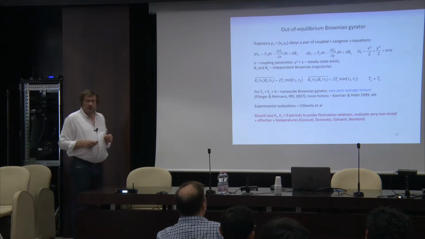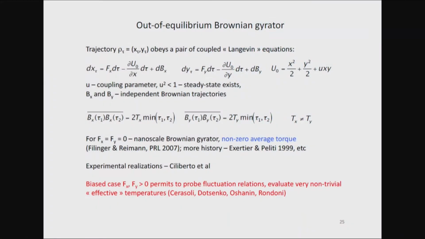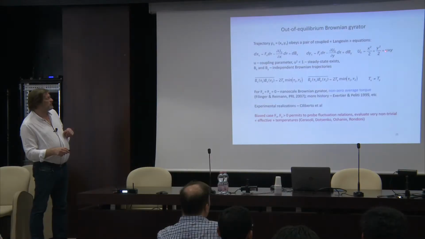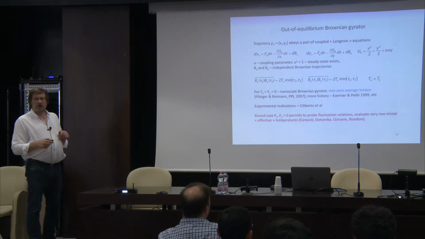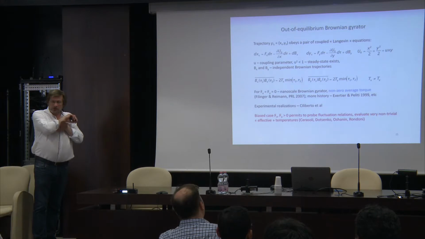I will talk about the Brownian gyrator. So let us look at the following trajectory, rho tau, which has two components, x tau and y tau, which obey these two Langevin-like stochastic differential equations, where Fx is the force exerted on the x component and Fy is the force exerted on the y component. You have a potential, which has a parabolic form like this. u is a coupling parameter between the component x and component y. In the case when u squared is less than 1, you have a steady state distribution. When u is larger than 1, the particle will travel, the trajectory will travel to infinity. So the most interesting situation is when u squared is less than 1.